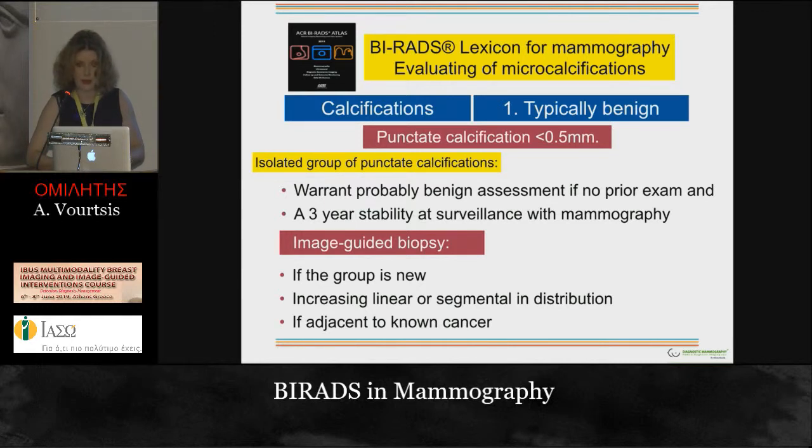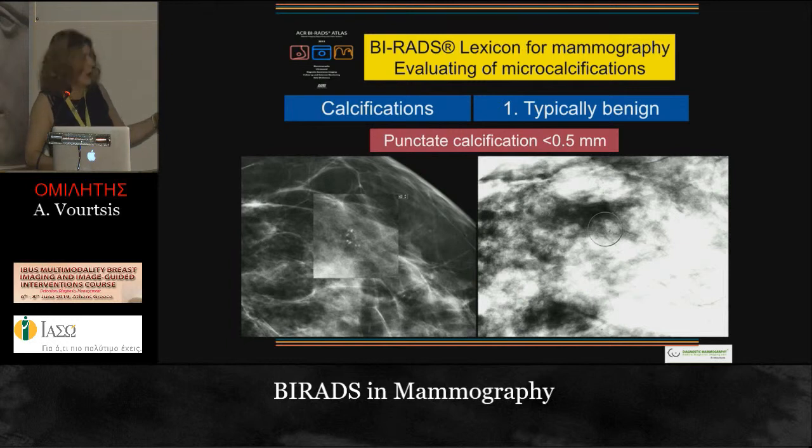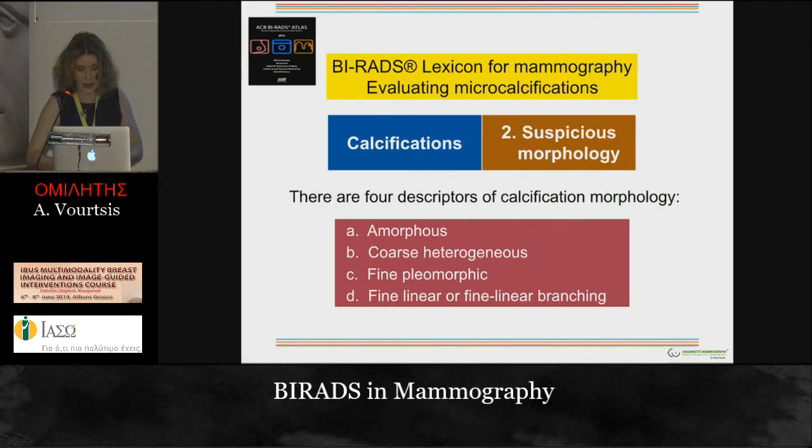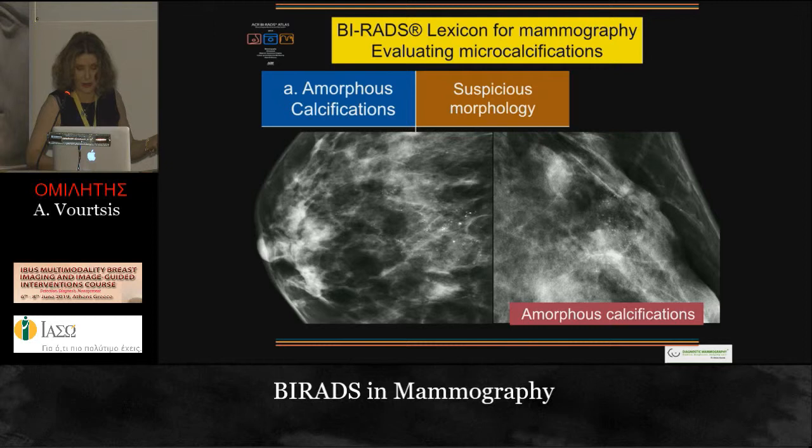Further evaluation of this type of calcification is needed if they are new, if they have increased in number and have linear or segmental distribution, or if they are located adjacent to a known cancer. And this is what they look like. I hope you can all see them because some of you are sitting in the back. They're typical benign. Now, suspicious calcifications are calcifications that have amorphous morphology, coarse heterogeneous, fine pleomorphic, or fine linear or fine linear branching type. And here is an example of amorphous calcifications.